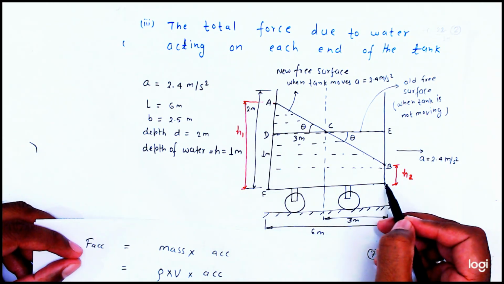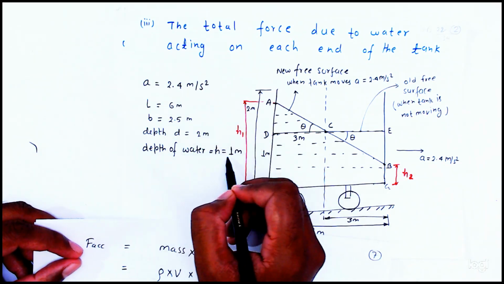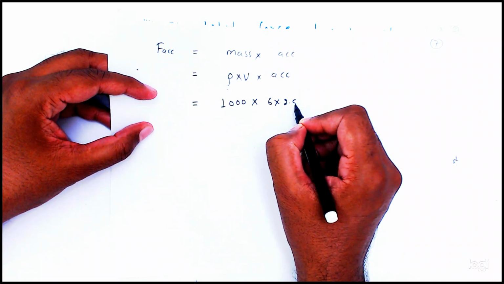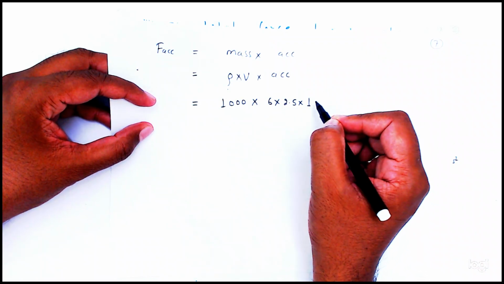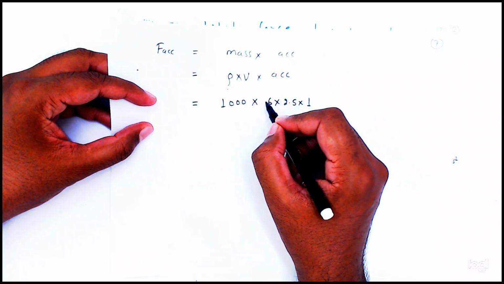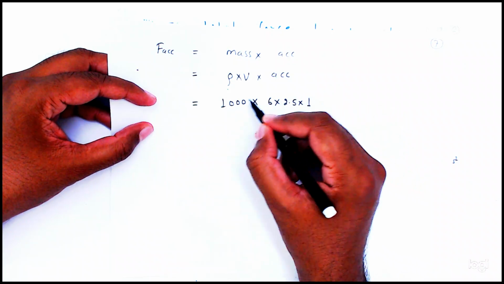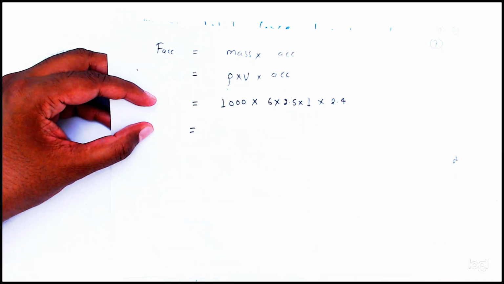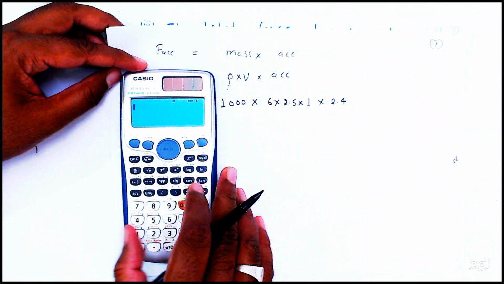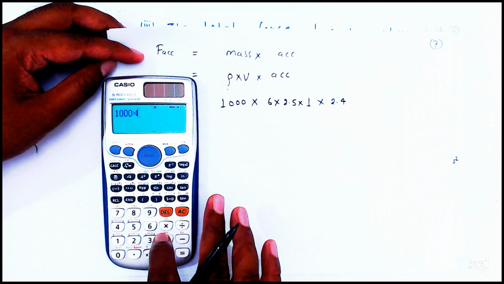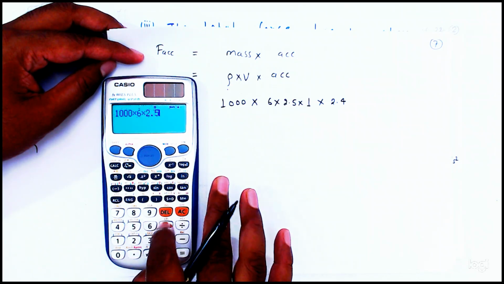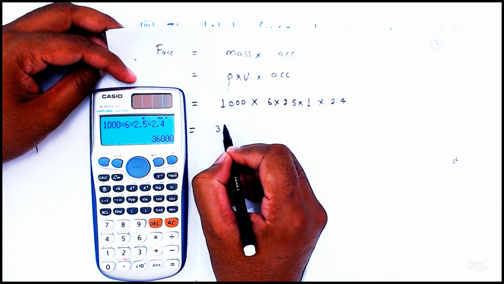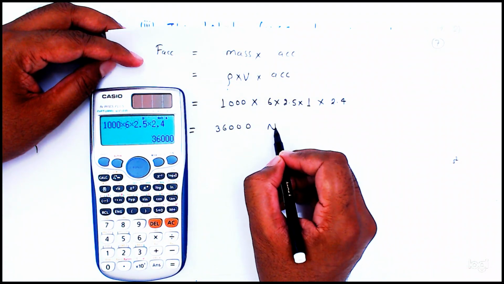So length is equal to 6 meter, width is equal to 2.5 meter, and the depth of water is equal to 1 meter. So how much is there? Length 6 meter into width 2.5 meter into 1 meter depth. This is the volume of the liquid into density, so it is represented as the mass, and 2.4 is the acceleration. So how much will it come? Let's calculate. It will come 1000 into 6 into 2.5 into 2.4. So friends, it is giving here 36000 Newton.